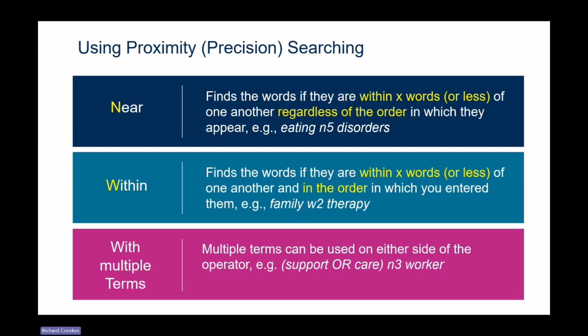Now, multiple terms can be used on either side of the operator. So if you're looking at support or care workers, then in parentheses, you have support or care, and then N3 would be within 3 words or less of worker. So it could be support worker or care worker, or it could be a worker in support or care, as it were. Okay, so again, you can reconfigure these according to what makes more sense in the actual search that you're performing. So again, these are available. So NEAR would be rendered N, WITHIN would be W, of course, and then the specified number. So W0 would be an exact phrase.